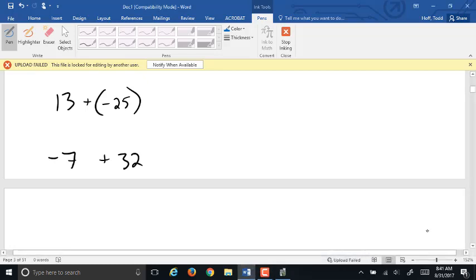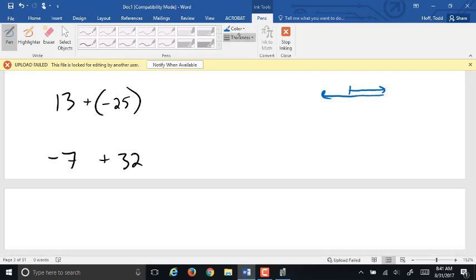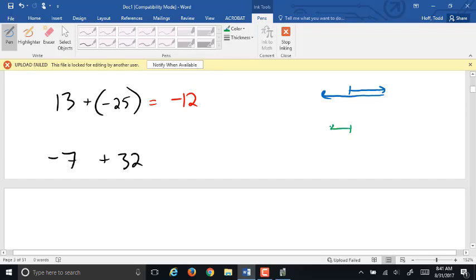First one, we got positive 13, negative 25, same direction or opposite direction? Opposite. Shorter or longer? Longer. So we're going to end up with an answer negative 12. Wonderful. Negative 7 plus 32. Negative 7 goes negative, 32 goes positive. Same or opposite? Opposite. Shorter or longer? Longer. So we end up with positive 25. Or just 25 is fine.